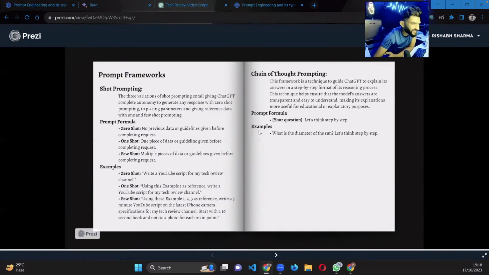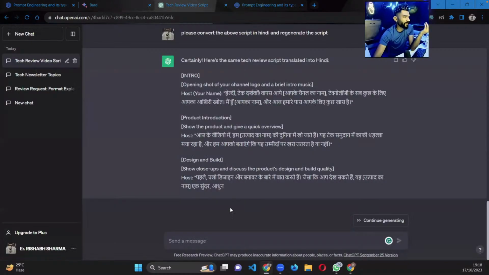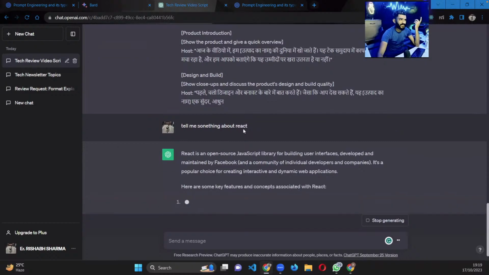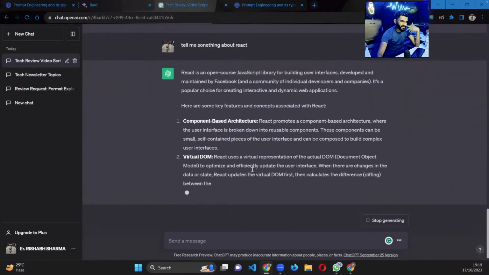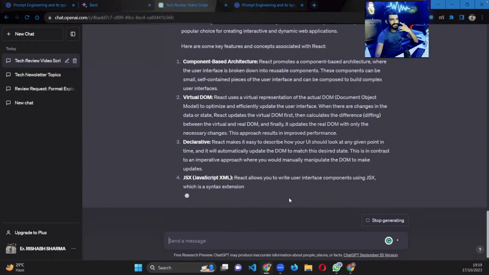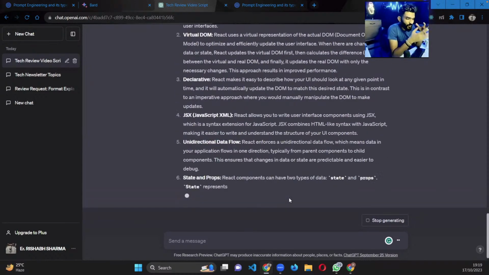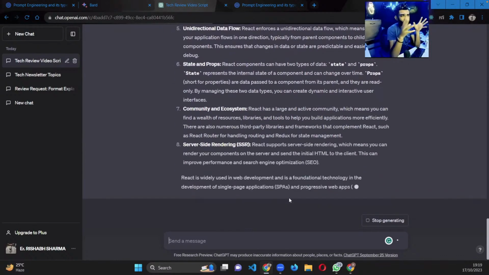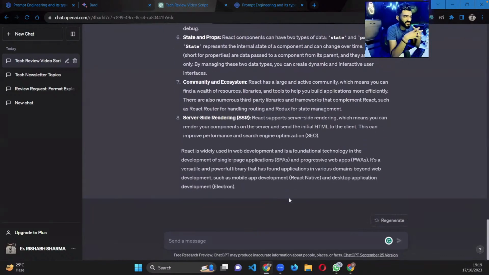Can you give one more example? Yeah, of course. See, in zero shot prompting, what else can we do? Tell me something about React. See, this is zero shot prompting. I'm not telling it exactly what I want it to tell. If I say, tell me something about React that someone doesn't know, that is asked in interview questions or something like that, then that would be few shot prompting.